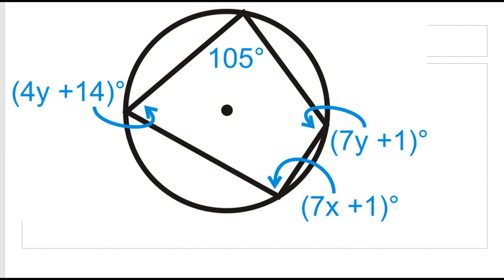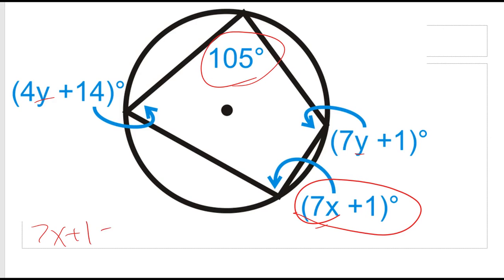Alright, here's the last example. So you can first off notice that I have y's and I have x's. So a thing that I could think about off the top of my head is, oh, all 4 of these must add up to 360. But we can't do that because there's no way I can solve for a y and an x at the same time. So first thing we have to do is utilize these two.